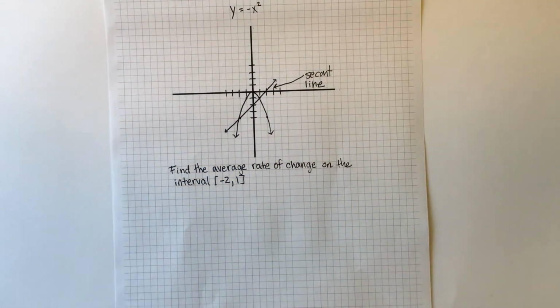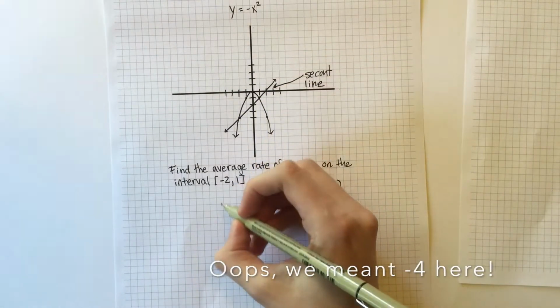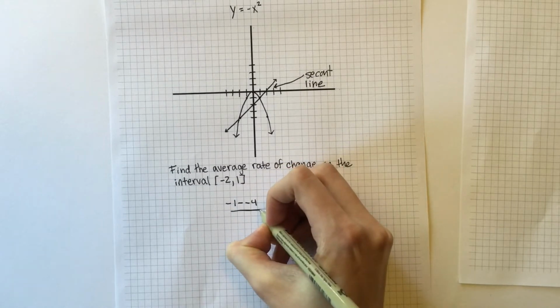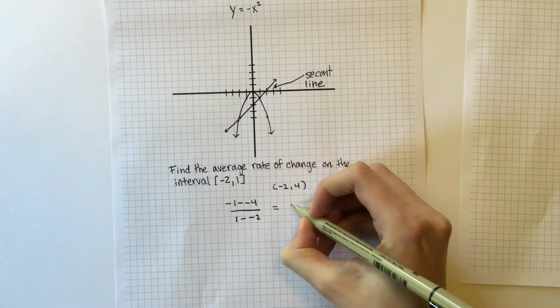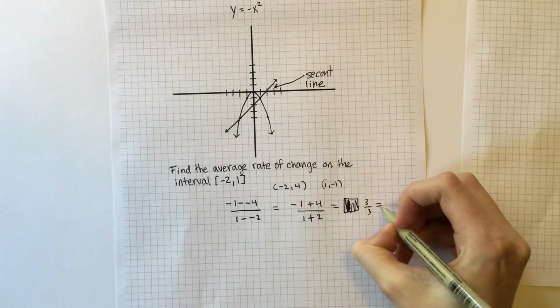So the 2 points are (-2, -4) and (1, -1), and then we can use the (y2 - y1) over (x2 - x1) equation, and we plug those points in, and the slope simplifies to 1.